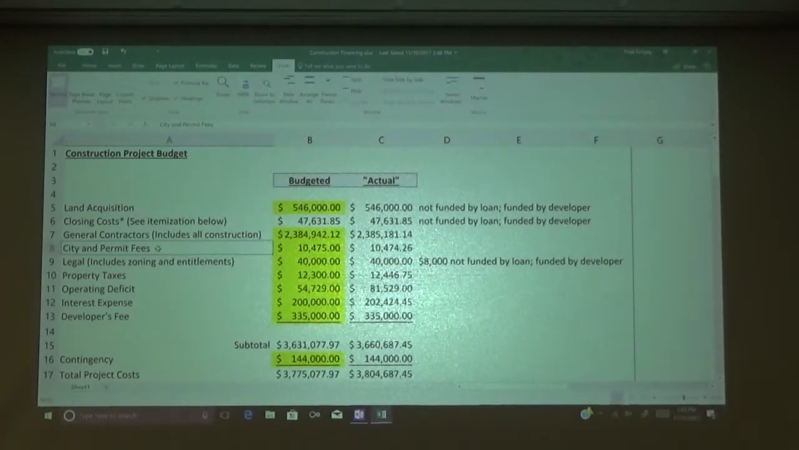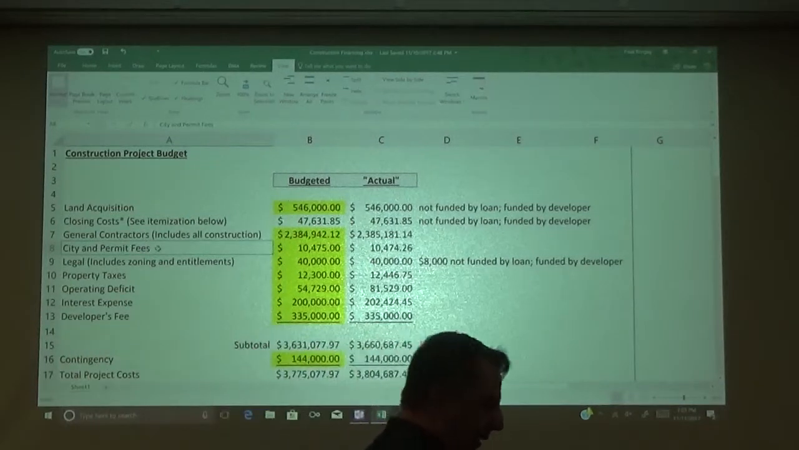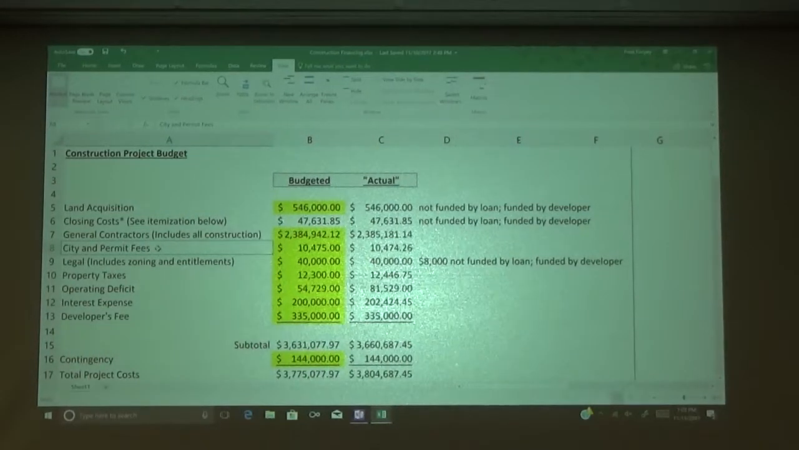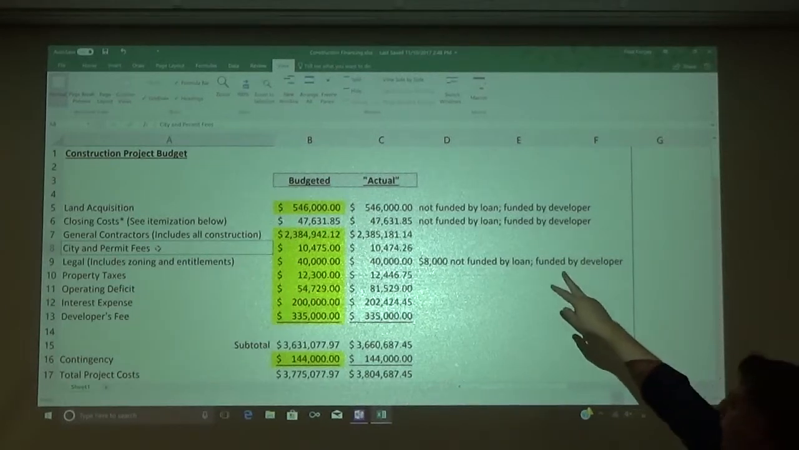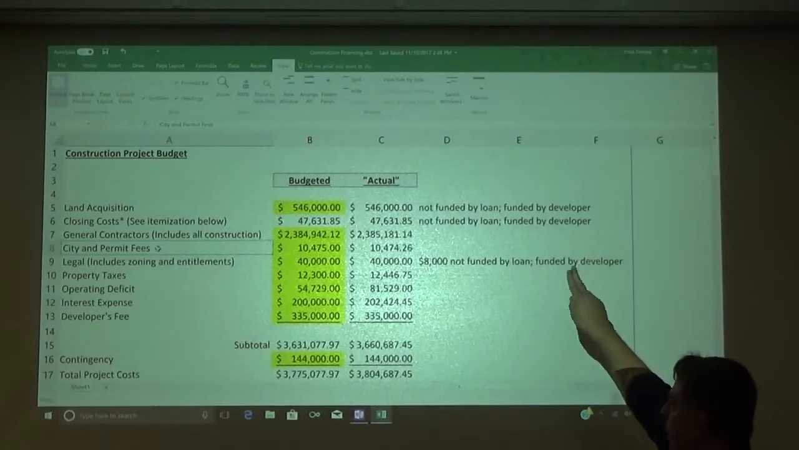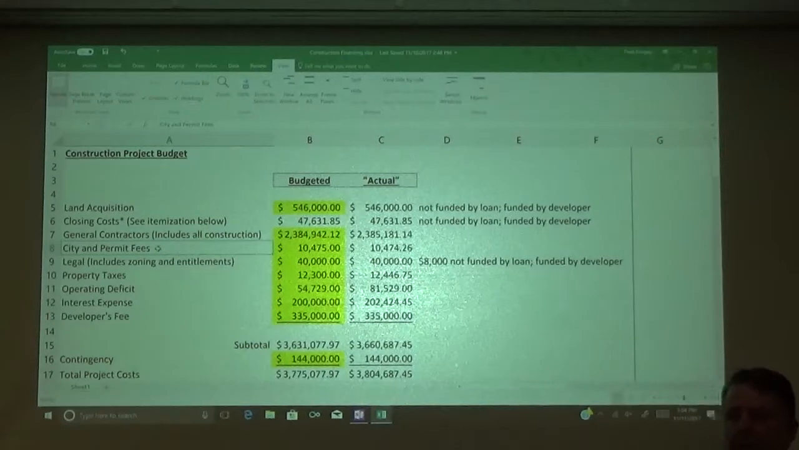In their particular case, there are a couple of neat things to pull from this, and it starts, once again, with land acquisition. They've allocated $546,000 to land acquisition, so once again, buying the land. And they make the notation over here on the right: not funded by the loan, funded by the developer. This is what I was talking about earlier. In many cases, the construction lender is going to see that as part of the equity within the deal.